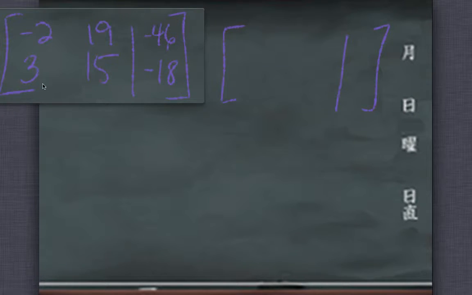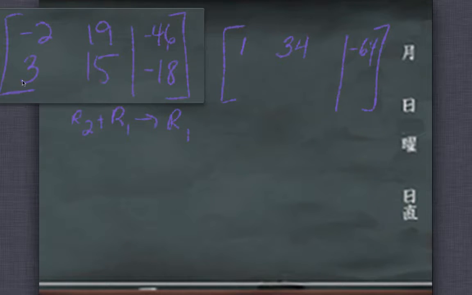So the easiest thing to do, because we're looking at multiplying some row by something and adding it to some multiple of another row, and we're trying to get 1. 3 minus 2 already is 1. So the first thing I would do is row 2 plus row 1 and put it in row 1, and that'll get us that 1. So 3 plus minus 2 is 1. 15 plus 19 is 34. Negative 18 plus negative 46 is negative 64.